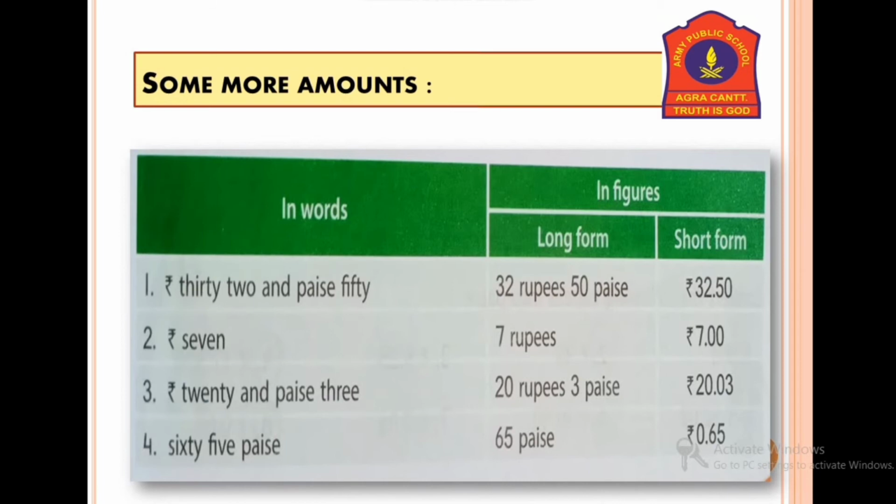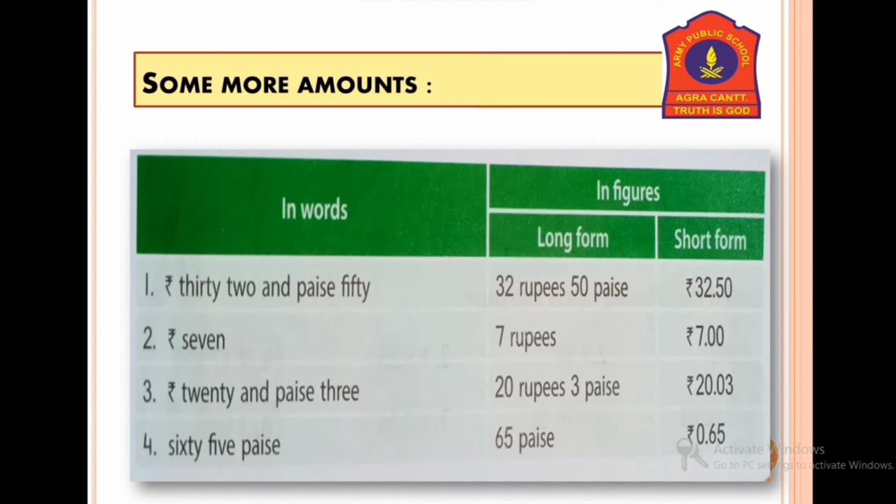So in these examples, just see the last example, 65 paise here. So only paise are given, so we have written 65 as the numeric value with the spelling paise for long form, and for short form we have written 0.65. So after point we have written 65 because 65 is the paise given. So you have to keep this in mind, that while writing in numeric values or in figures, we have to write like this. After point there should be two digits.